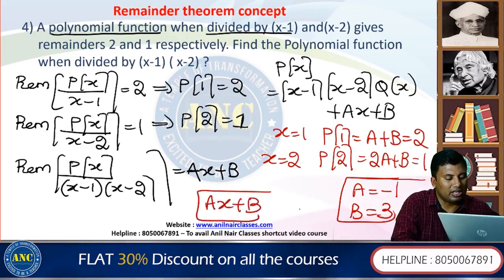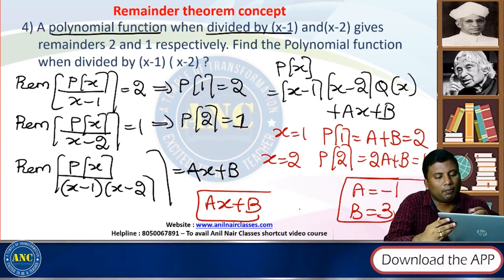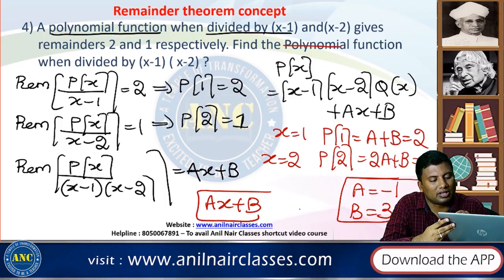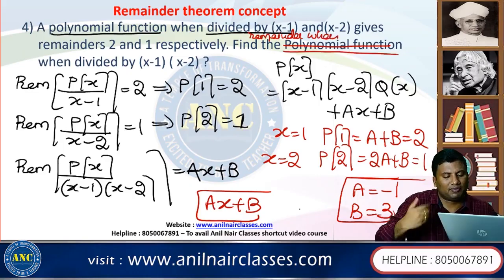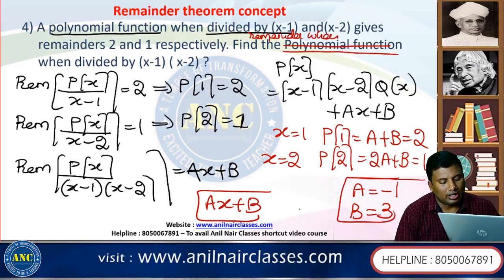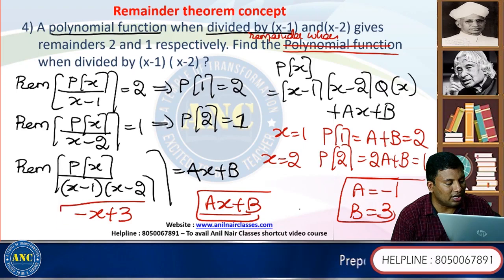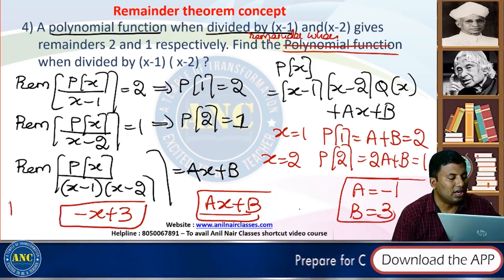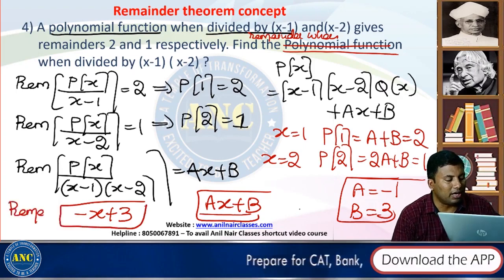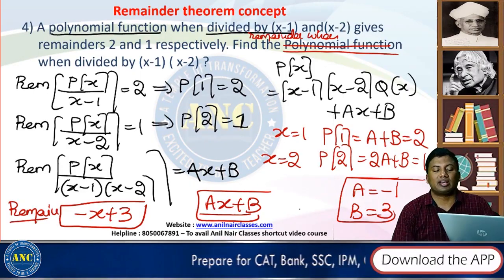What is the question that he is asking? Find not the polynomial function, find the remainder when the polynomial function is divided. In fact, you can also find the polynomial function. So, it is ax plus b. Answer is minus x plus 3. Remainder is of the form minus x plus 3. I hope it is clear.